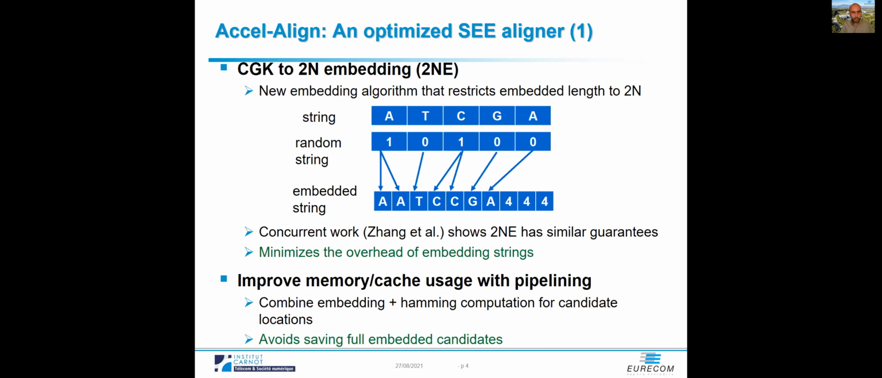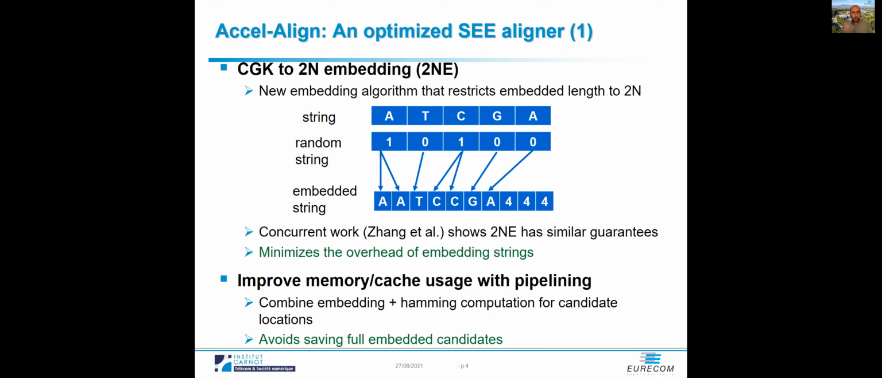The second thing that we did was improving memory and cache usage with pipelining. So I told you that we have to embed the read and every candidate location. And the goal of doing this is to be able to compute the Hamming distances. What we do is we collapse embedding and Hamming computation together, which should be something that should be very intuitive to you guys also, right? So we do it together in lockstep. And that way, we don't have to generate the entire embedded string.